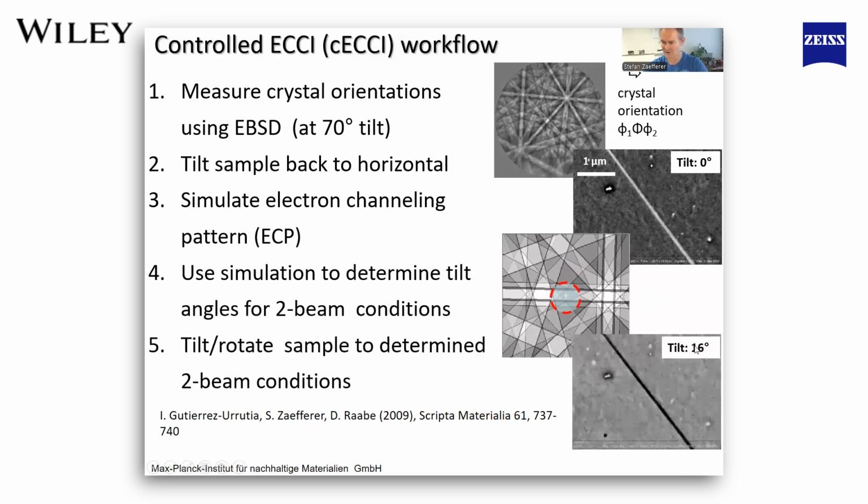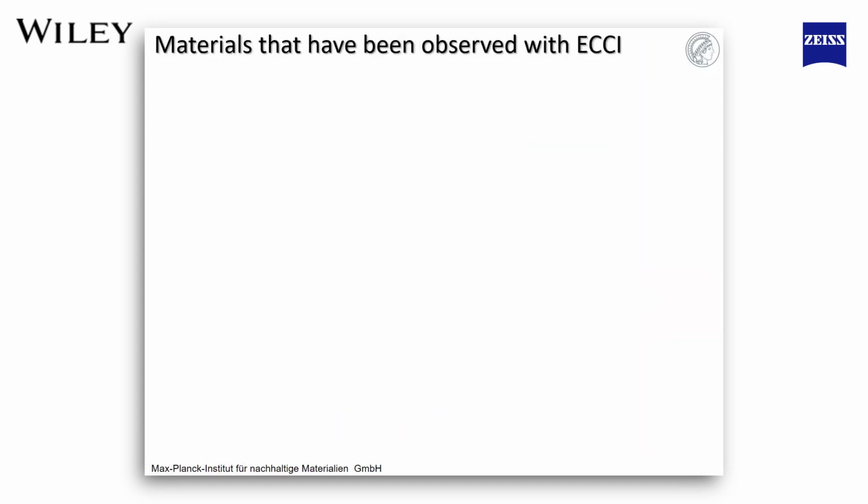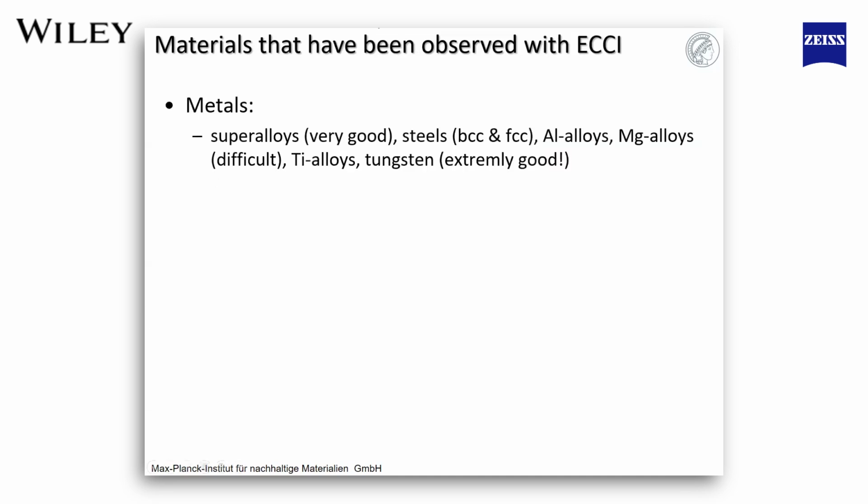So here is now a tilt of 16 degrees, and then we find out now this little twin here is turned into channeling conditions. Okay, and then we can do this with every grain by measuring EBSD. We have studied many different materials already using ECCI, and in the metals, we have looked at superalloys, steels, aluminum alloys, and magnesium alloys.